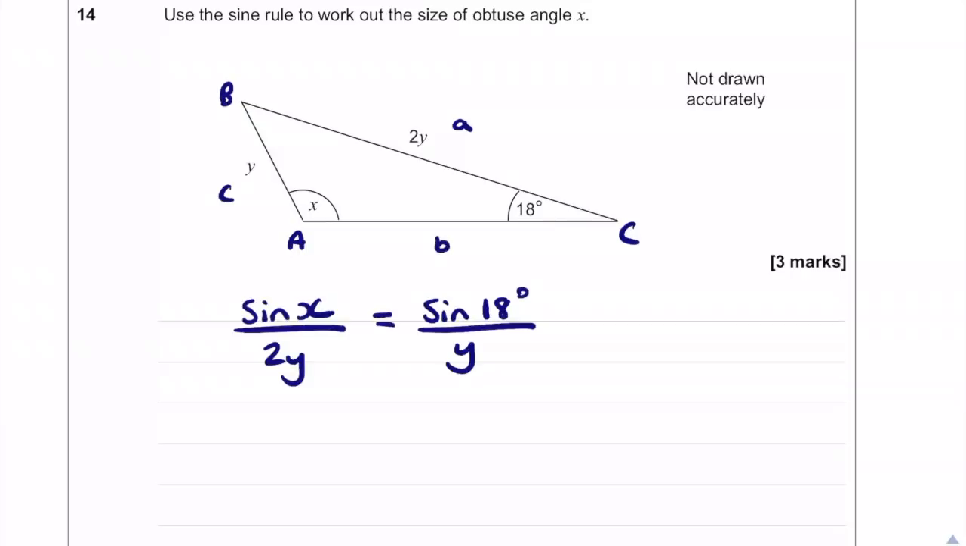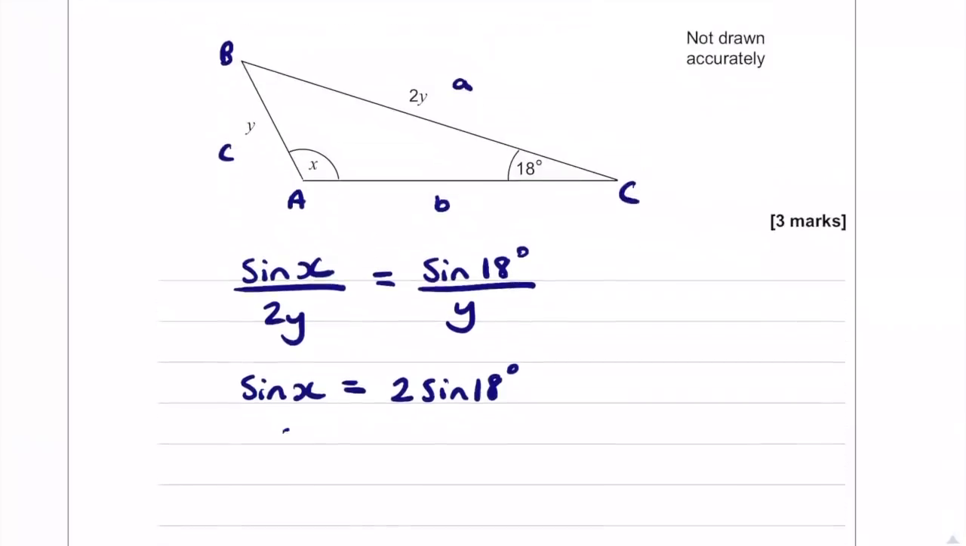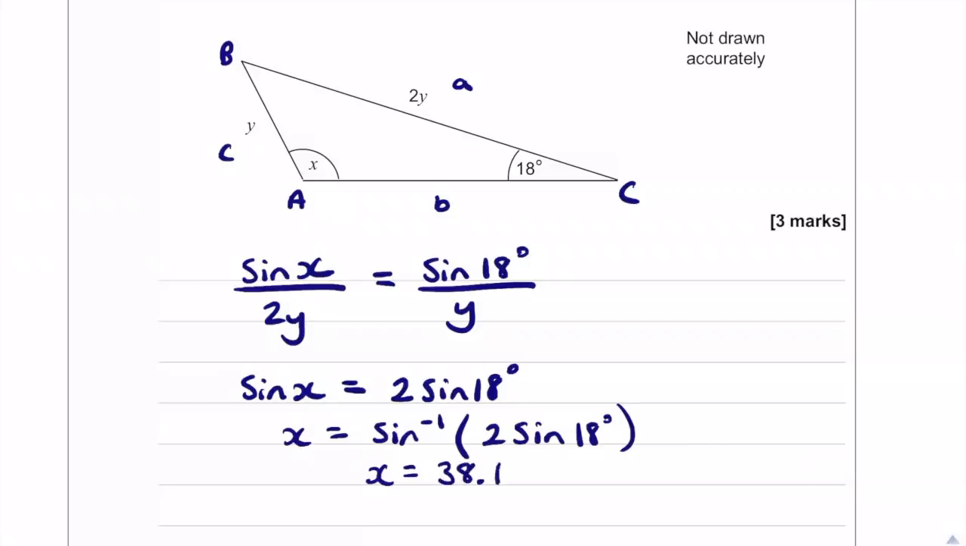So if you multiply both sides by 2y, you get sine x is equal to 2 sine 18. Now we can just find what x is by doing the inverse sine of 2 sine 18. So if I type that in on my calculator, I end up getting x is equal to 38.17 degrees to 2 decimal places.